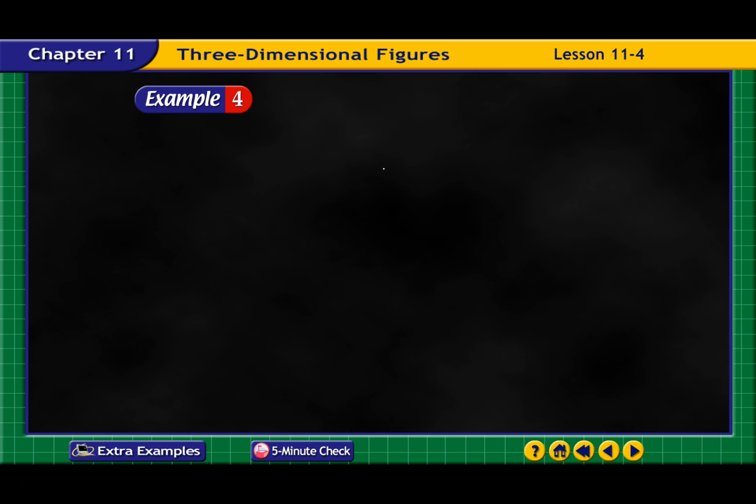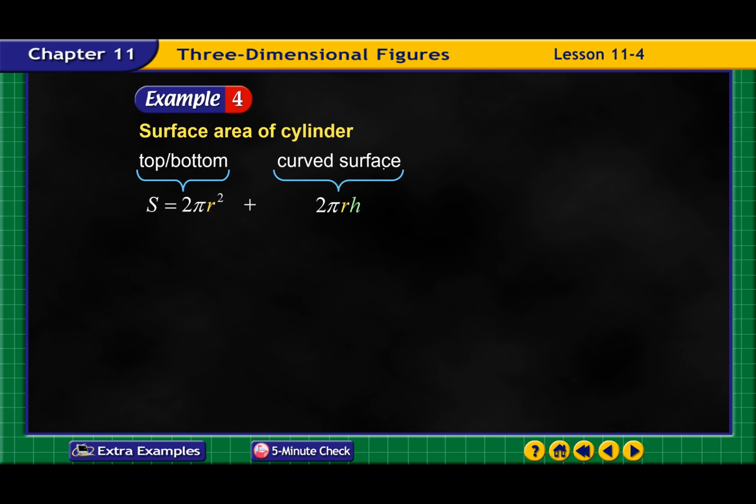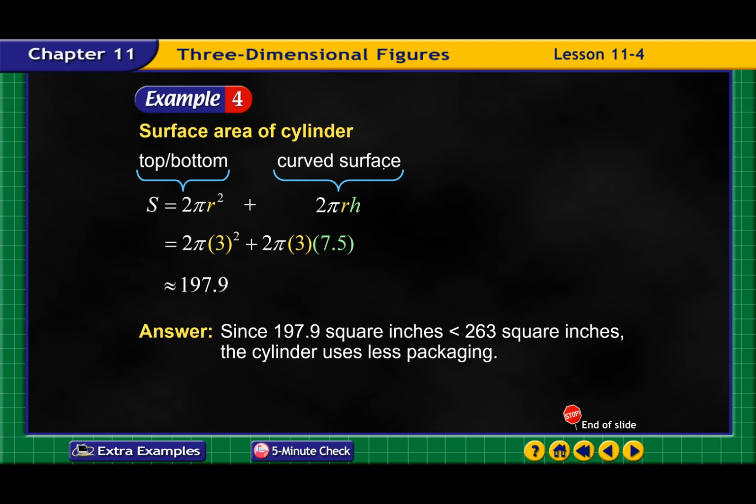Then I have to find the surface area of the cylinder. So earlier, my cylinder up here is 6 and 7.5. So I put 3 and 7.5, because 6 was the diameter, not the radius. And that comes out to this, 169.9. I believe we are still not quite done. So since 179.9 square inches is less than 263, the cylinder is going to use less packaging.